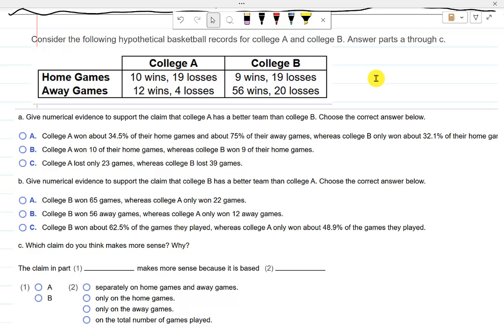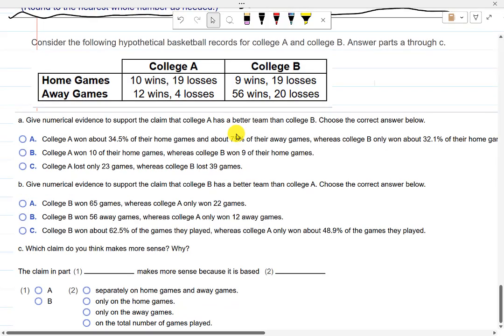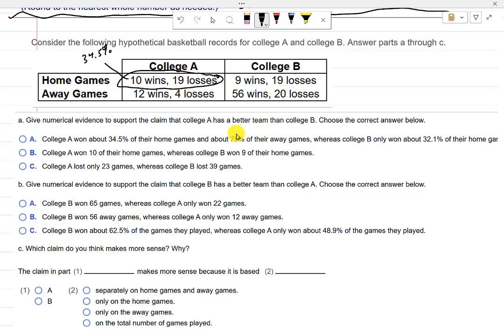So you're going to look at this by its percentages. Let's take a look at what my options are here. It says College A won about 34.5% of their home games and about 75% of their away games. So let me check that out. Let me check that 34.5% and see if that's true.